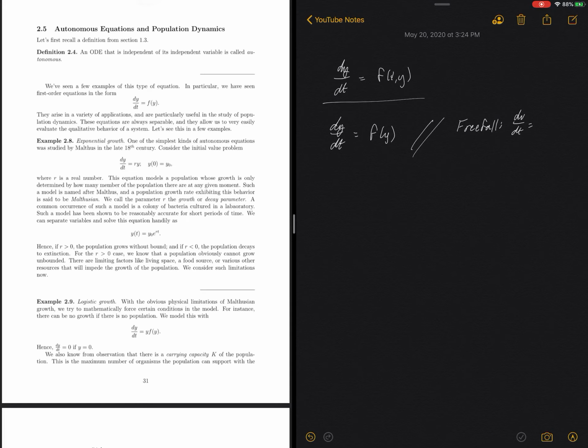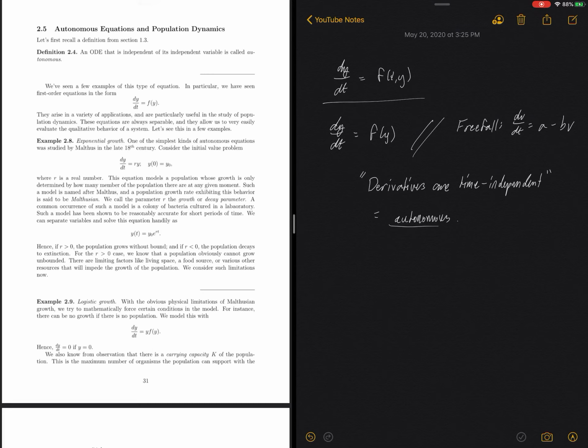Remember our free fall example? So free fall, we had dv/dt equals, what was it? Let me think. It was the force of gravity. So it's a constant minus v, basically. It was a pair of constants. So it'd be constant minus constant times v. This would be an example of one of these kinds of differential equations where our derivative doesn't depend on time. So we can actually say that we would like to study those kinds of equations where derivatives are time independent.